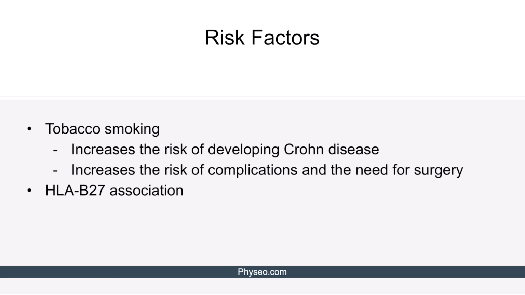Let's move on to risk factors. The important thing to know here is that tobacco smoking is a risk factor. Smokers have a higher risk of developing Crohn's disease, and it increases the risk of complications and the need for surgery in those with established Crohn's. This is in contrast to ulcerative colitis, where tobacco smoking decreases the risk of disease. However, similar to ulcerative colitis, those who are positive for the HLA-B27 allele have higher chance of developing Crohn's.